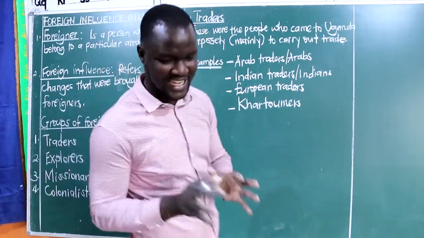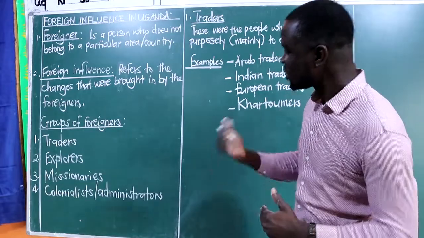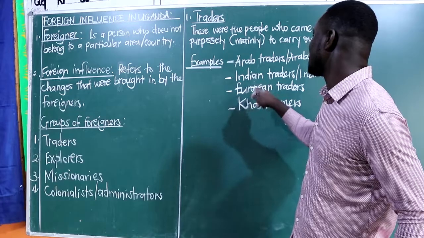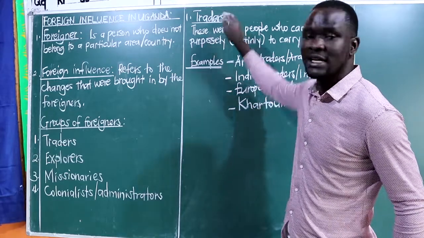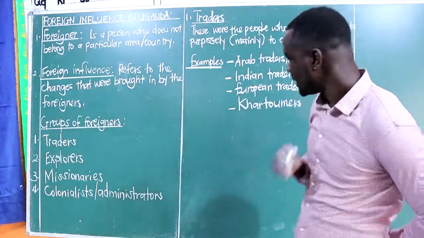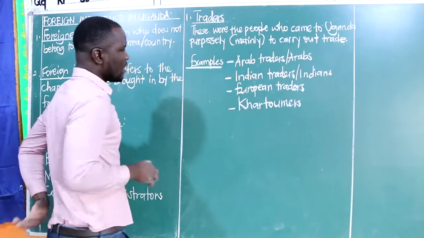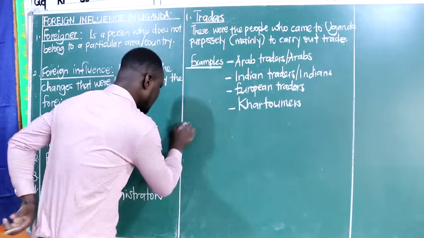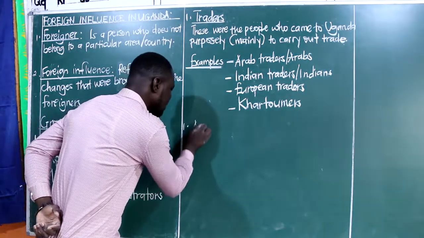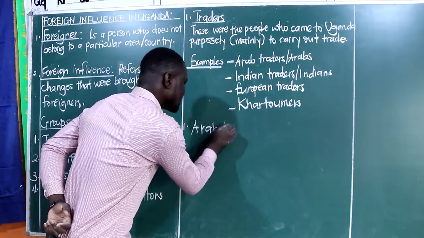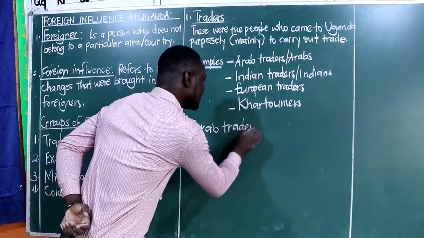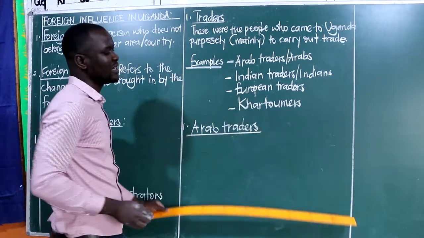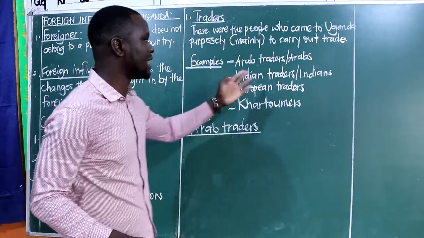I want you to understand this well. When you are asked to give the groups of foreigners, don't write these as individual groups. These ones fall under what? The traders. Now, in this class, we are now going to look at them one by one. And we are beginning with the first one, Arab traders. That I say, we can also call them Arabs.